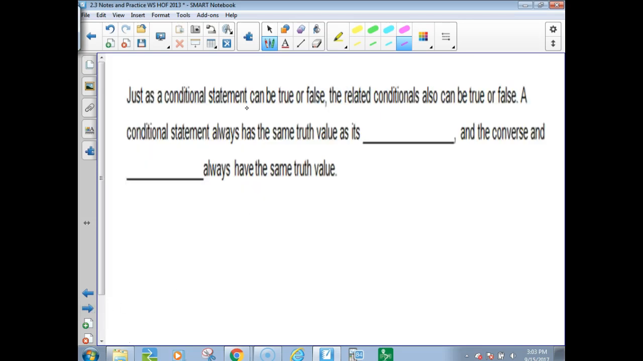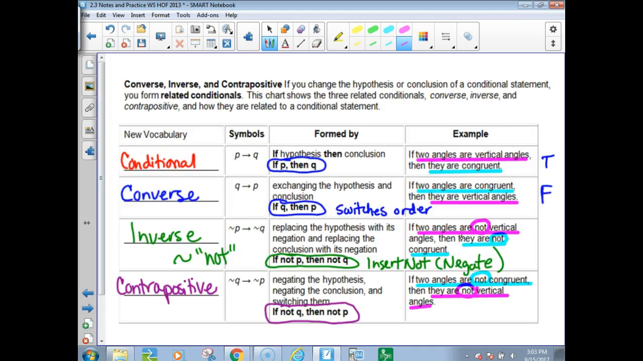Okay. Just as a conditional statement can be true or false. Oh, I wanted to go back to that for one second. I forgot to add something. If two angles are not vertical, then they're not congruent. Just because they're not vertical, does that mean they can't be equal? Okay, not vertical, not congruent. This is false. Oops, I need a pen. Okay, and then the last statement: if two angles are not congruent, then they are not vertical angles. That's very true because vertical angles have to be congruent.